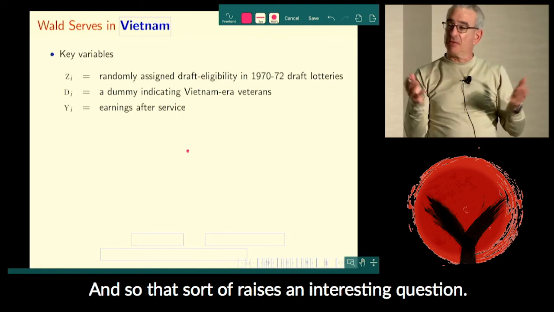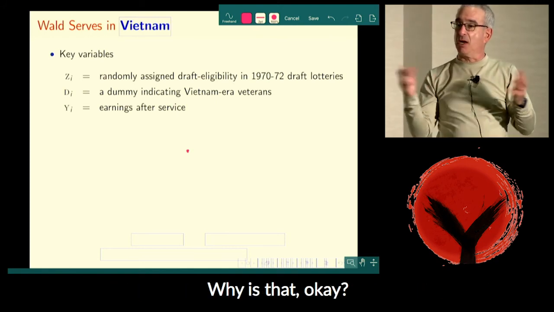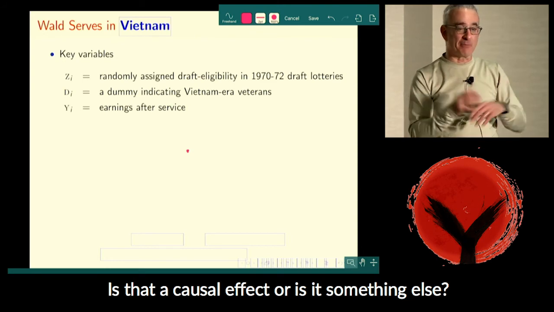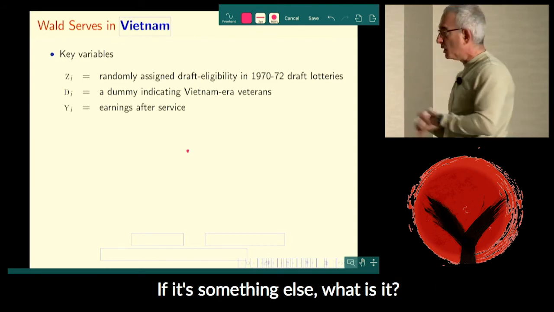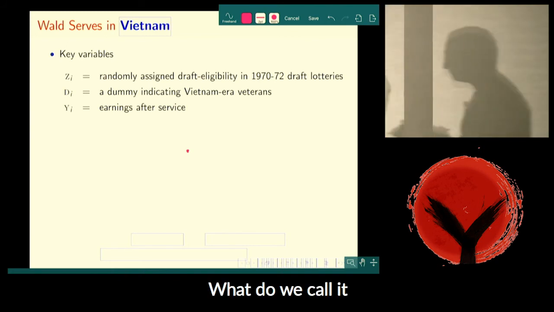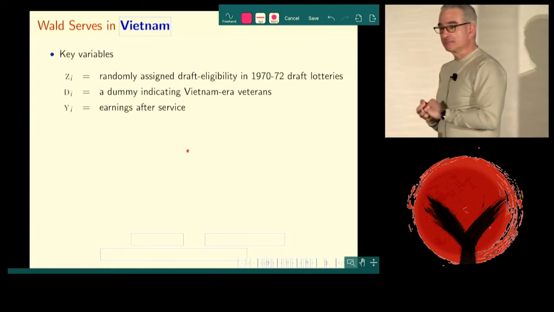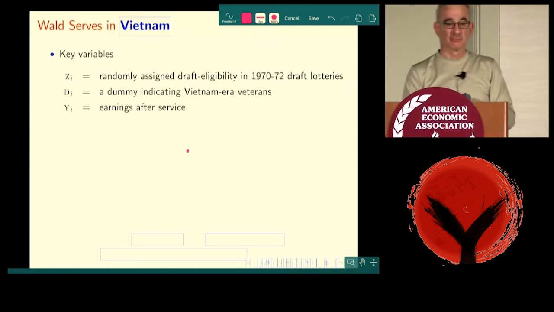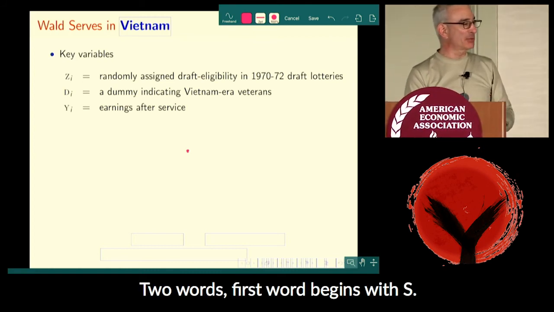And so that sort of raises an interesting question. Why is that? Okay. Is that a causal effect, or is it something else? If it's something else, what is it? What do we call it? If it's not causal, it's two words. First word begins with S.